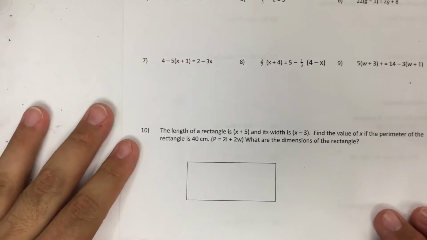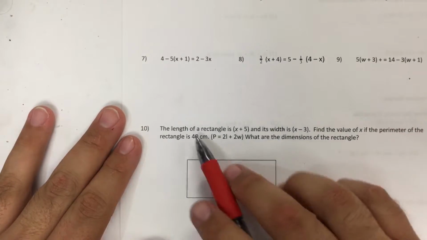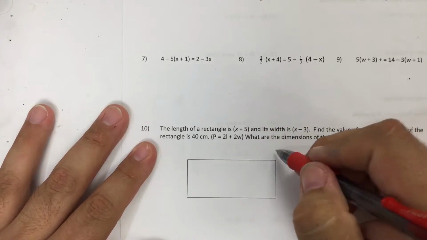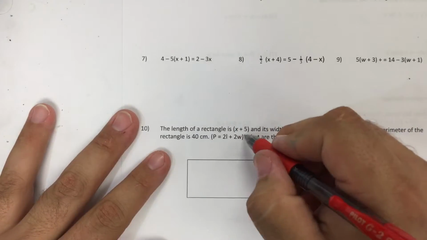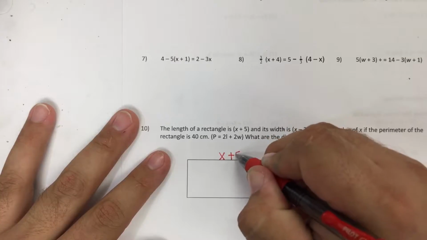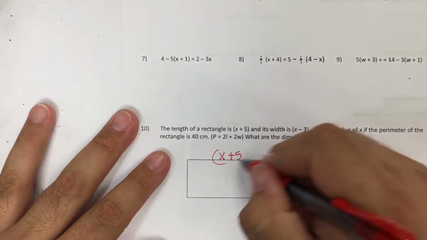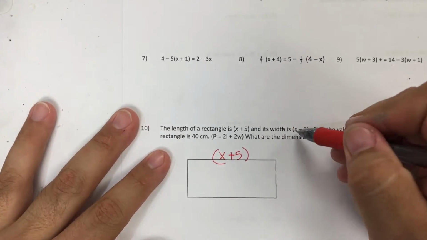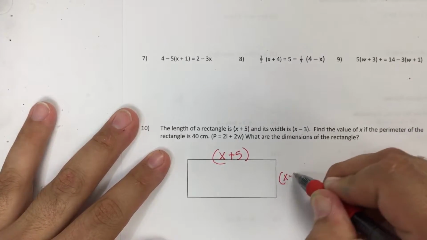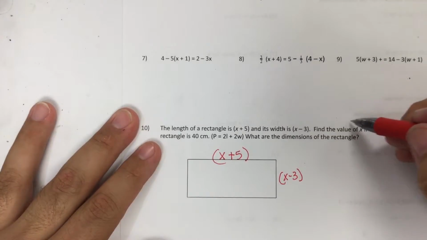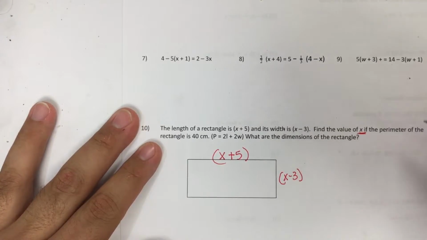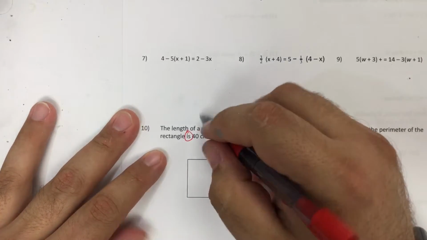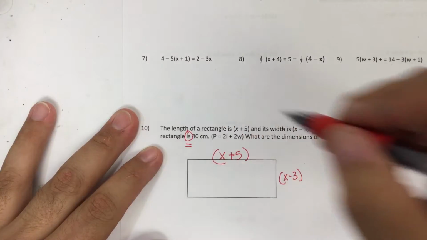Okay, this is our rectangle that it's giving us. It's saying the length of the rectangle. So this side right here is what we usually call the length. Okay, it's saying that is x plus 5. So that means that's x plus 5. We go ahead and put that in parentheses, because it has parentheses around it. And then it says its width is x minus 3. Okay, well that's x minus 3. Okay, find the value of x. So we're looking for x. If the perimeter of the rectangle is, that's a key word in math, is, that means equals 40.